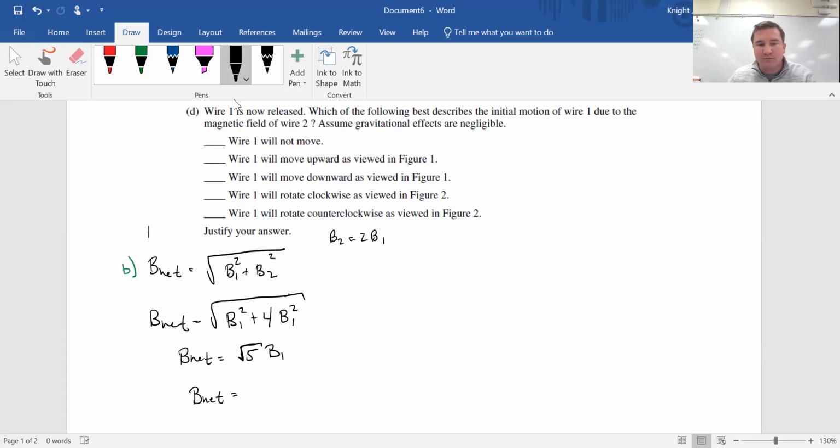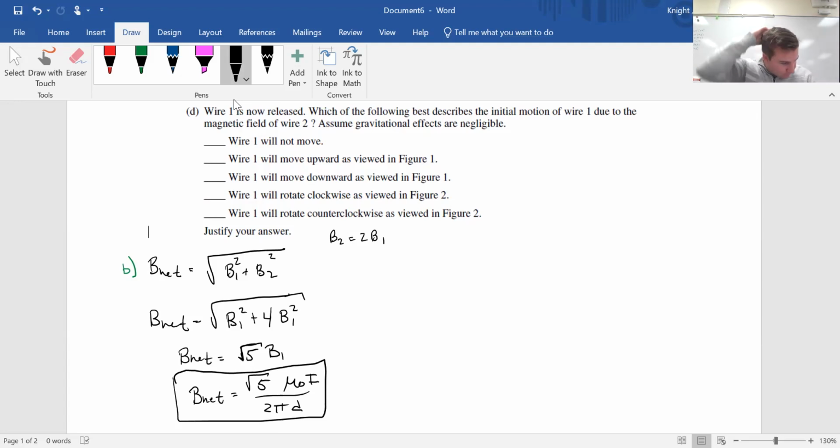is equal to mu naught I over 2 pi d. And that should give us our answer for net magnetic field. Easy peasy. So there's net magnetic field. That's part B.